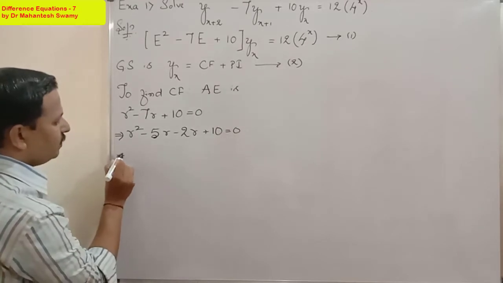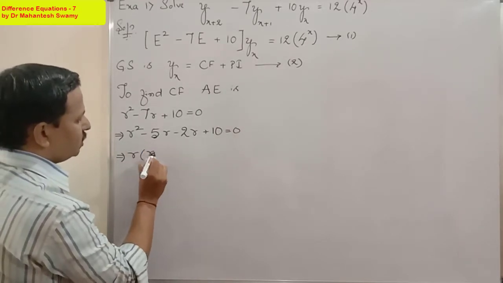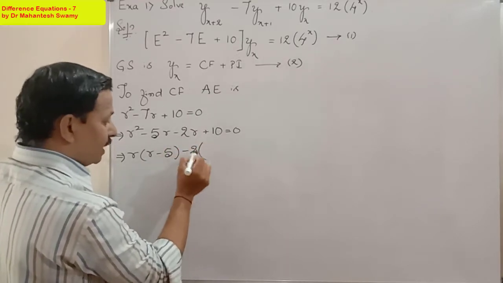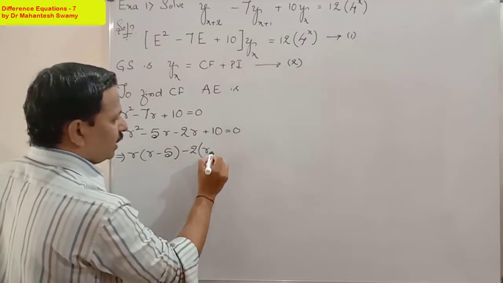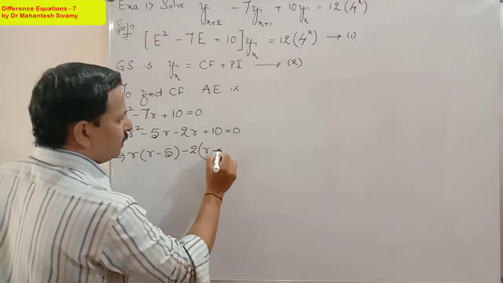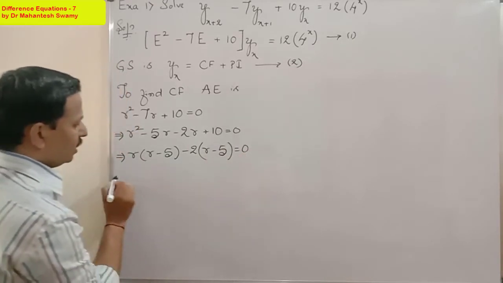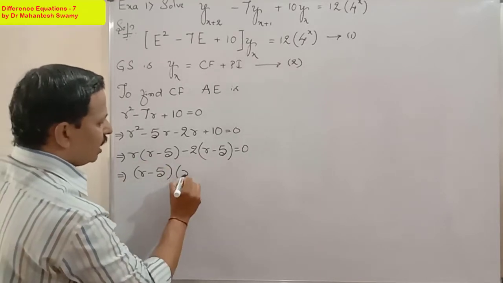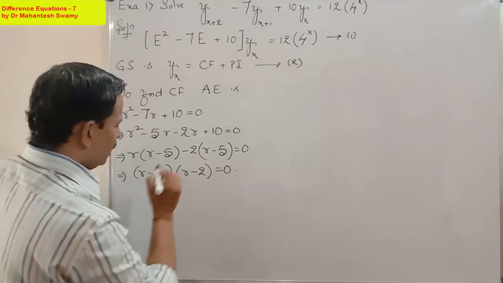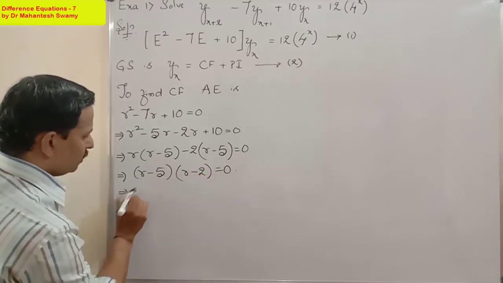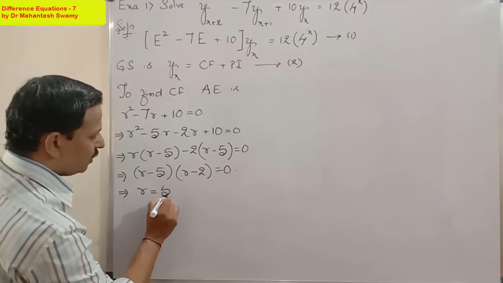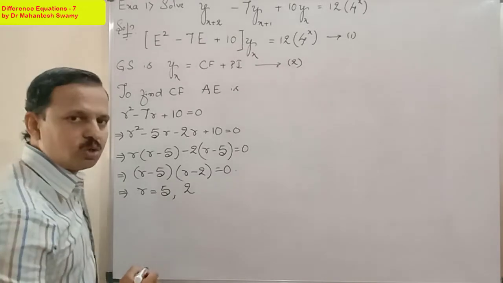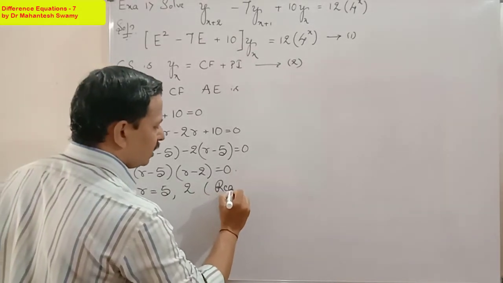that is equal to 0. In the next step, take r common between the first and second terms, it is r minus 5. Between the third and fourth, take minus 2 common. Here it remains r, the sign becomes minus, and when 2 comes outside it becomes 5, that is equal to 0. Now the bracket r minus 5 is common, let us take it outside. Here it remains r minus 2 within the bracket, equal to 0. Equating to 0, r minus 5 equals 0 gives r equals 5, and r minus 2 equals 0 gives r equals 2. So we got two roots which are real and distinct.